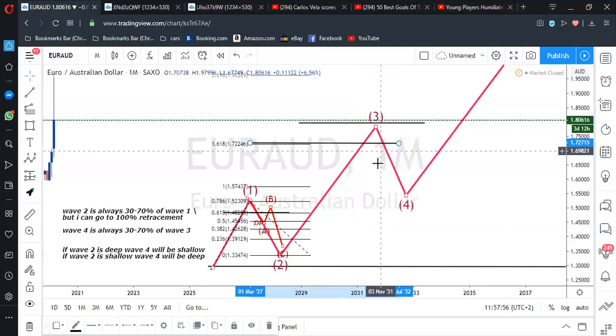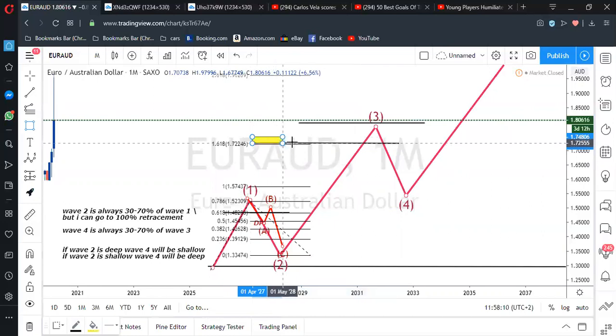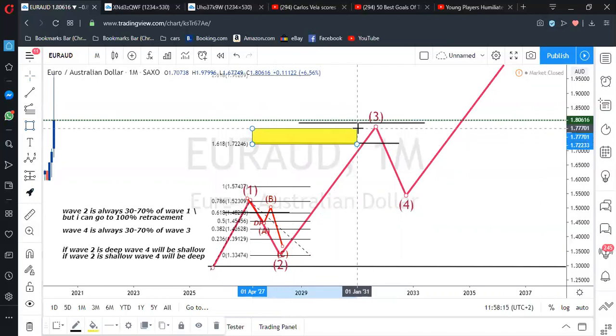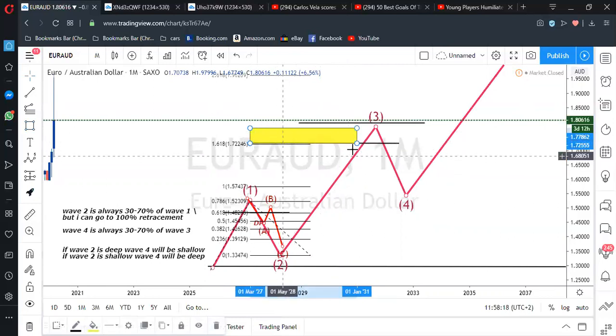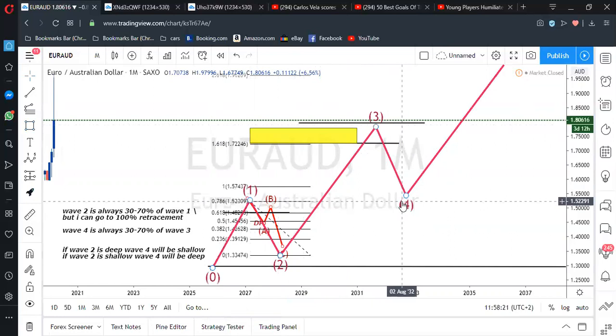I'm leaving it like this because price also sometimes does this. It can break slightly above this and then come retest. So all you have to do is just wait for price to see how it reacts around this zone of the 161.8%. You'd mark it something like this and say, at this yellow point, I'm expecting price to do a correction of wave four. It needs to come down to give us a wave four.